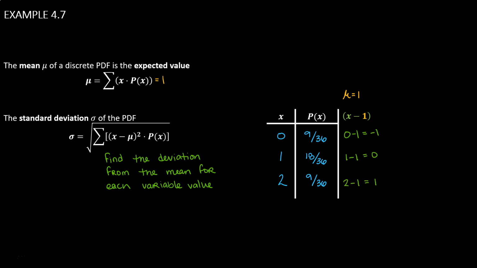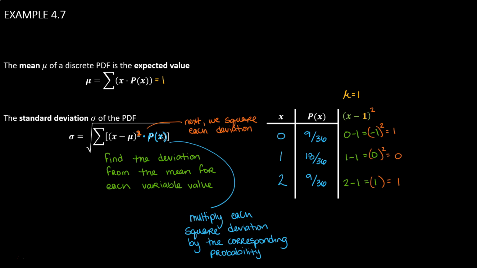After we have the deviations, we would like to square the deviations. That way we can get rid of the negative values. We'll square each of our deviations. And then next we're going to multiply each square deviation to the corresponding probability for that variable value. We'll make a new column for this. We'll take each square deviation and multiply it to the appropriate probability for that variable value.